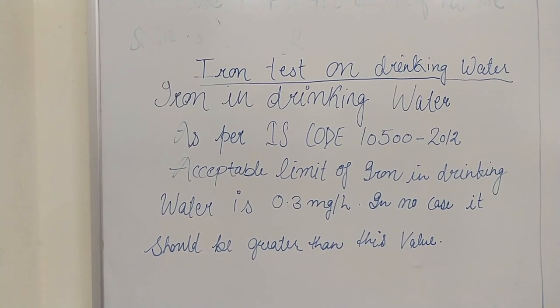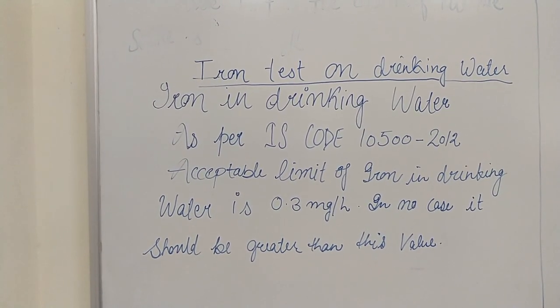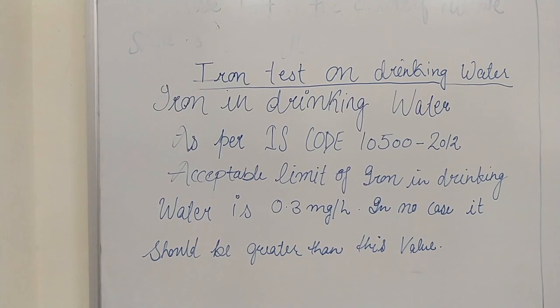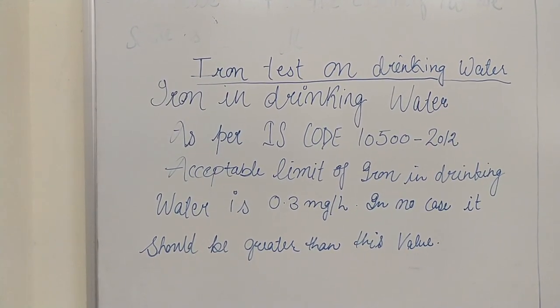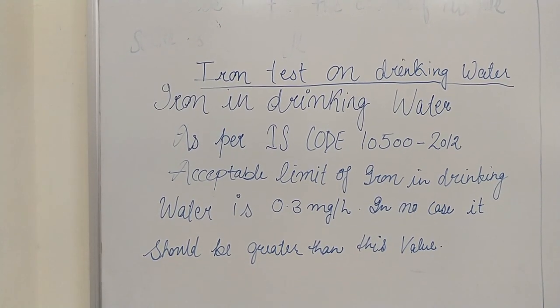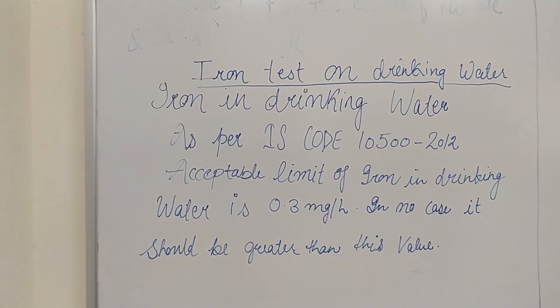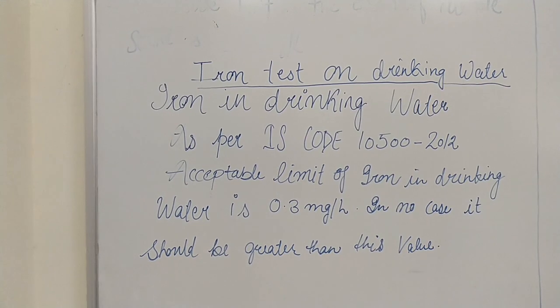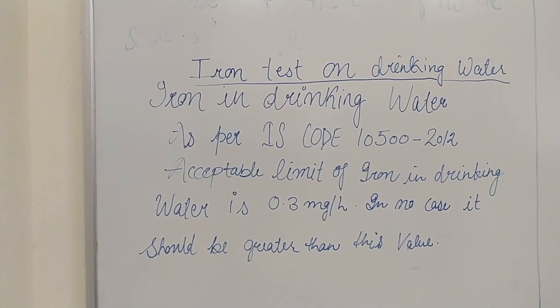Engineering Laboratory. Today we are going to conduct an iron test on a given sample of water. As per IS 10500-2012, the acceptable limit of iron in drinking water is 0.3 mg per liter. In no case should it be greater than this value.